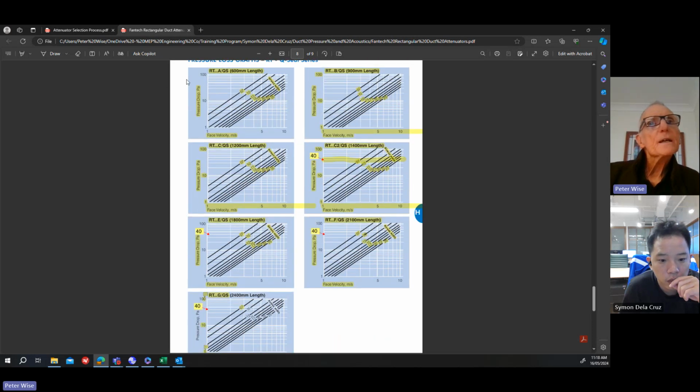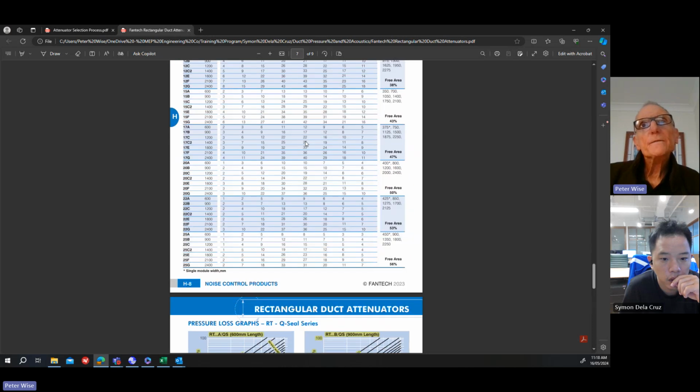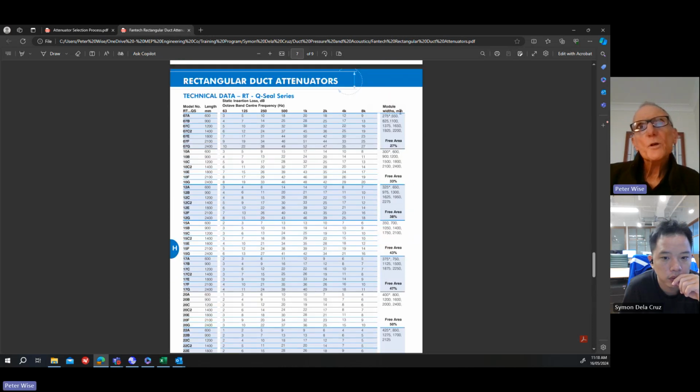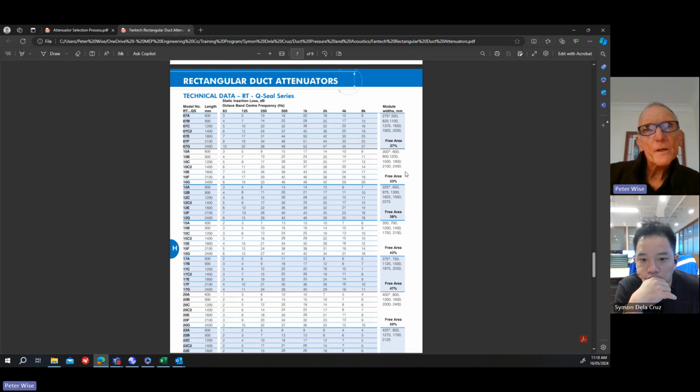And from that, we can go back to these module widths. So each of these different styles of attenuators has set module widths. Now, I'm only talking about Fantech here because that's the one we use the most in Australia, but there are others who manufacture attenuators, so you need to look at these things depending on who you're dealing with. But if we're looking at Fantech, you've got these standard module widths.